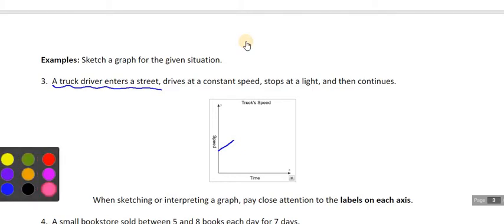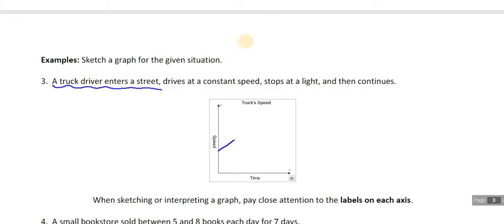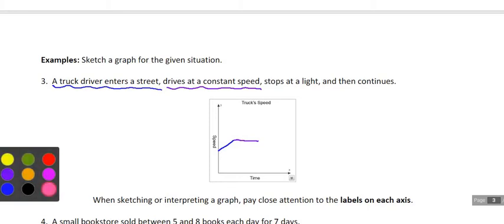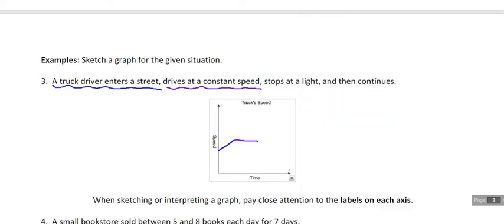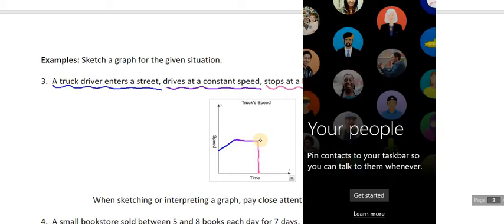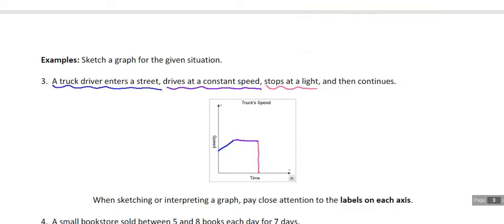Then if he drives at a constant speed, his speed is remaining the same, so we've got a flat line. And he's going to stop at a light. Well, his speed, which is our y-axis label, needs to go down to 0. It would not be very realistic to just draw a straight vertical line, because you're not going to go from, say, 40 miles an hour to 0 miles an hour at the drop of a dime or hat or whatever the phrase may be. So let me undo that line. So we've got to slow down to eventually come to a stop.